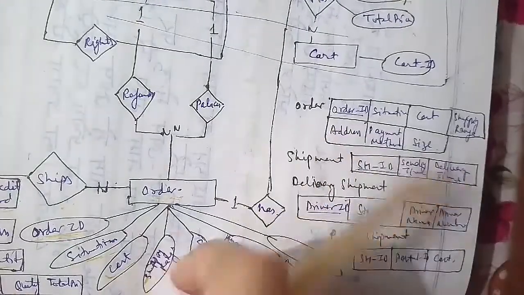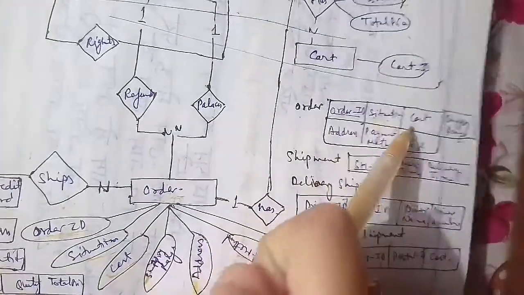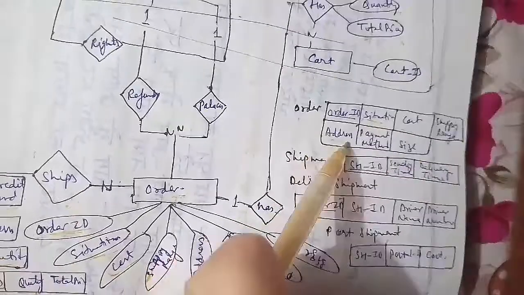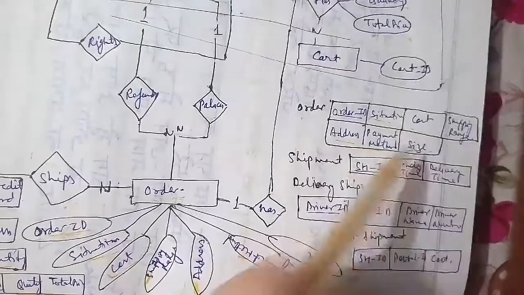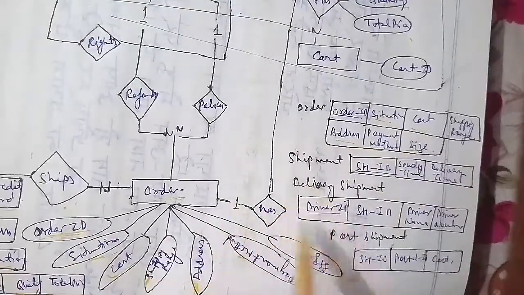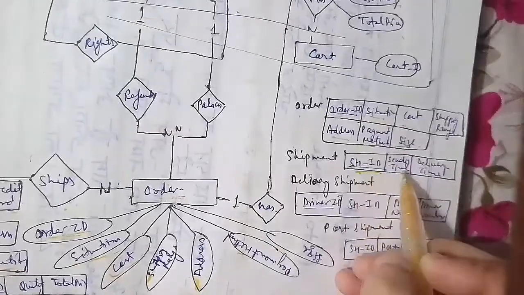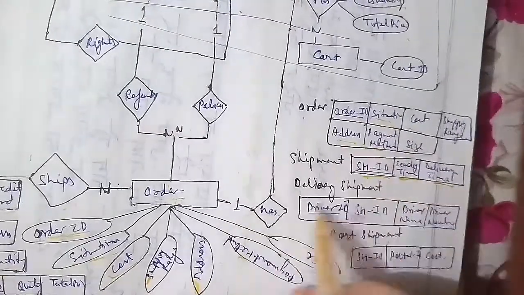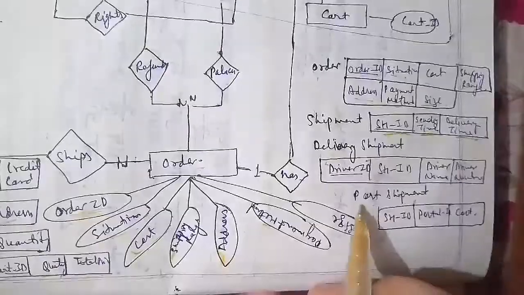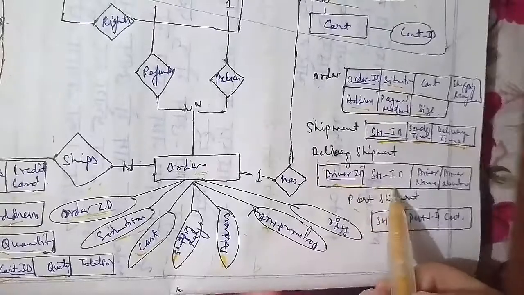For the delivery shipment, it has the driver ID, shipment ID, driver name, and of course the driver number. And of course, the port shipment, where we have your shipment ID, postal ID, and the cost as well. That is what we have to know about it, and that is important as well.